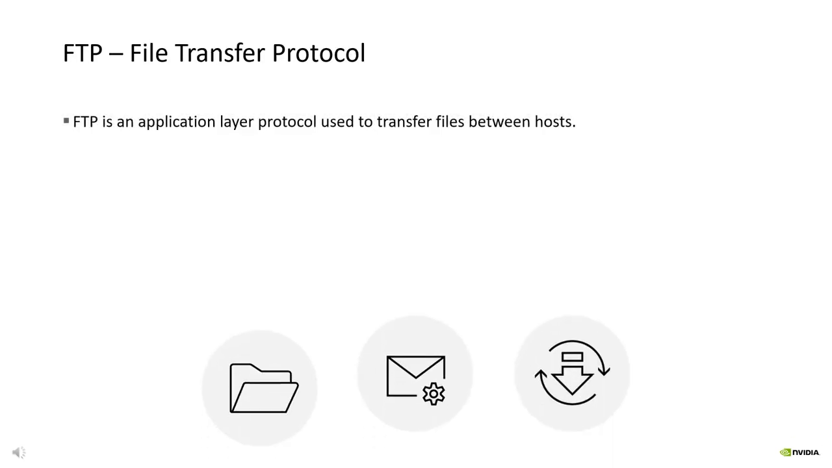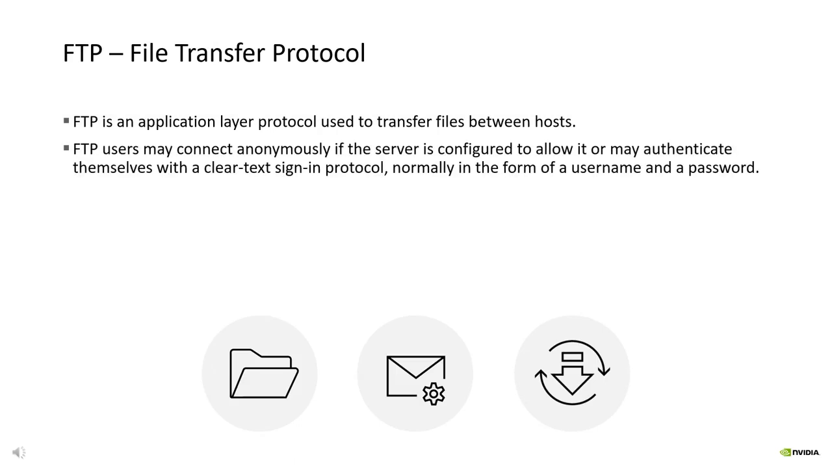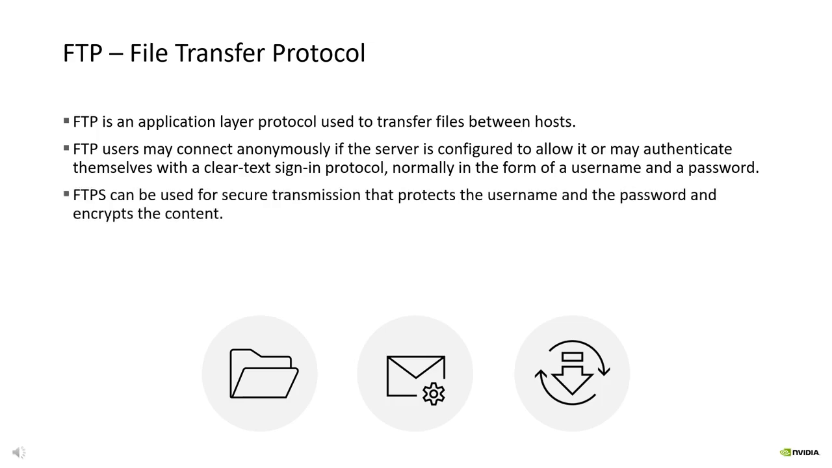FTP is an application layer protocol used to transfer files between hosts. FTP users may connect anonymously if the server is configured to allow it, or may authenticate themselves with a clear text sign-in protocol, normally in the form of a username and password. FTPS can be used for secure transmission that protects the username and password and also encrypts the content.